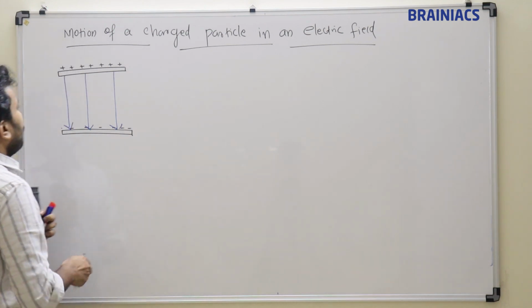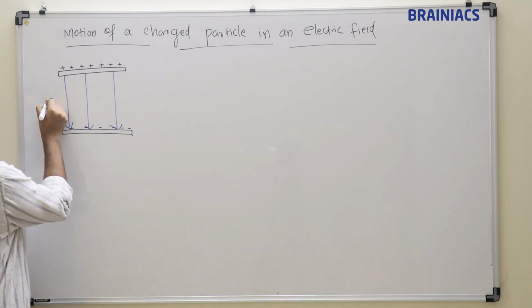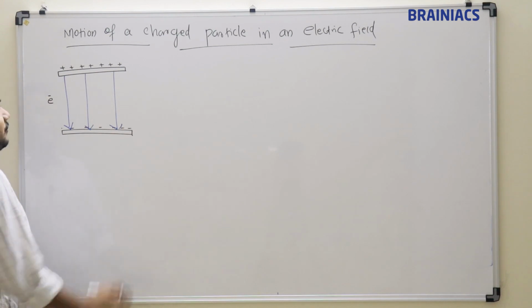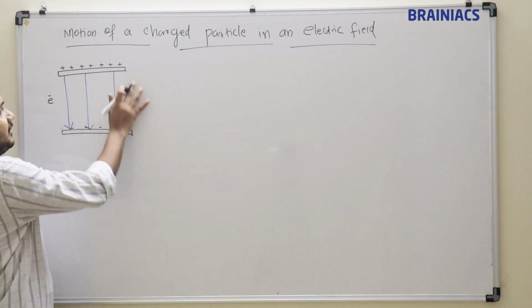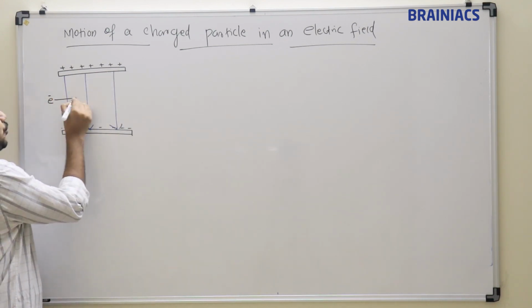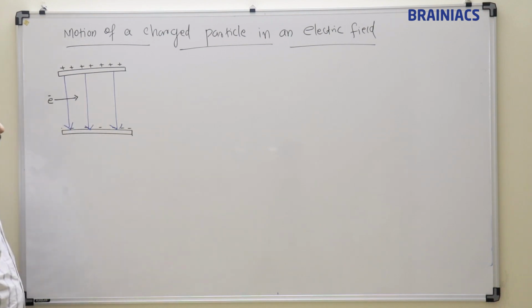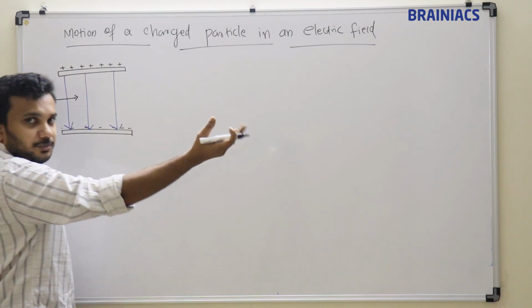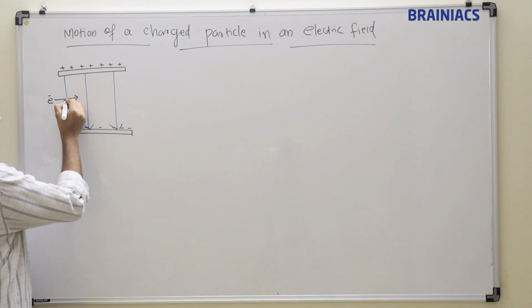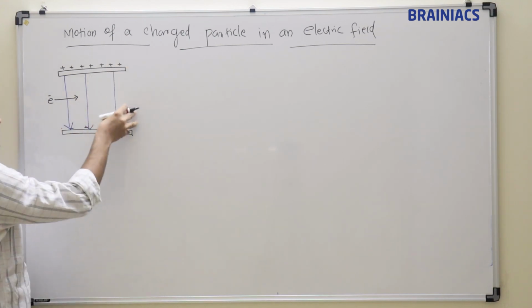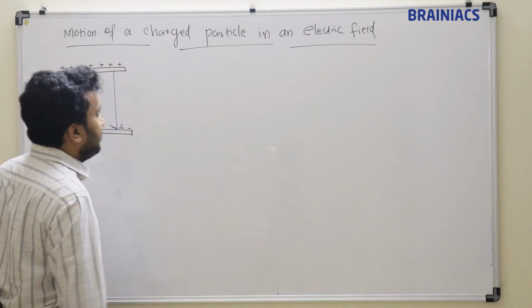Now I have an electron here. I am assuming I have an electron. So this is the field where electric fields exist. Now I am shooting an electron into this one. I am just placing one electron like this. So what will happen? This electron will move, and here there will be an electrostatic force.